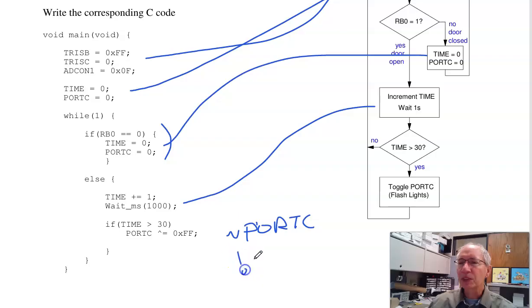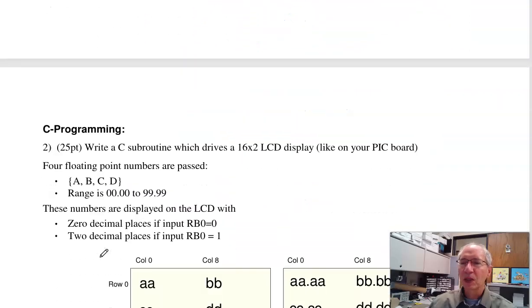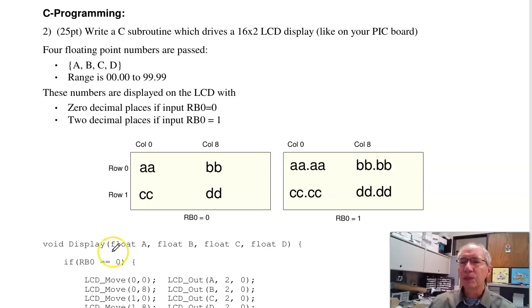If I use logical NOT on port C, that doesn't quite work. What NOT does is 0 goes to 1, 1 goes to 0, so that just toggles bit 0, not all the bits. And then close the while loop. That's problem number 1.